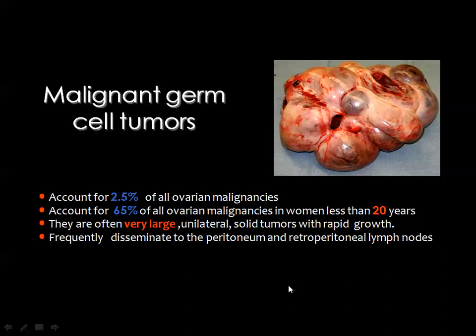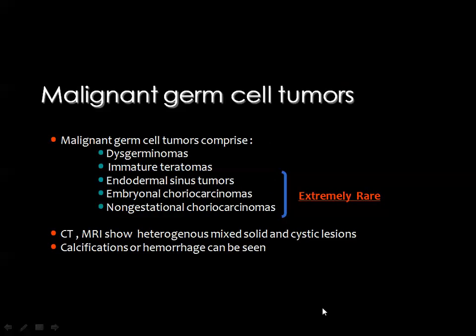These lesions are characterized by a very large size, and the tumor in most of the cases is usually solid with rapid growth. Then, in order to diagnose this lesion very simply, you see that the age of the patient is young and the size of the tumor is big. Then you know that you are dealing with one of these malignant germ cell tumors.